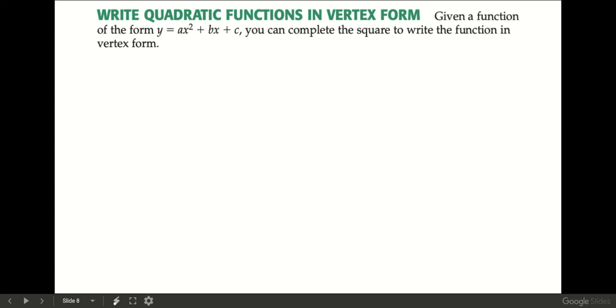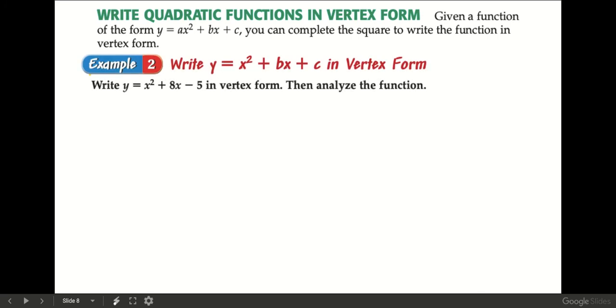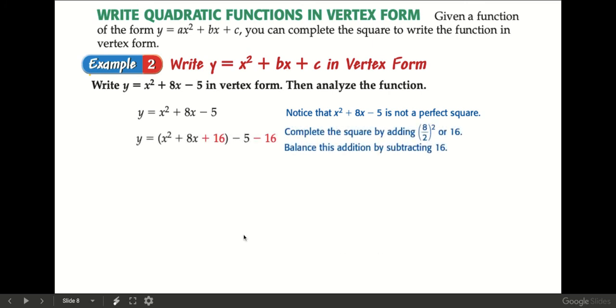So when we're writing a quadratic function in vertex form, if you're given a function of the form y equals ax squared plus bx plus c, you can complete the square to write the function in vertex form. Here's an example. If you write y equals x squared plus 8x minus 5 in vertex form and then analyze it, you should be able to understand the characteristics of this parabola. If I take the original equation, I notice that it's not a perfect square, but I can use the completing the square method. This is the one we practiced in a previous lesson.